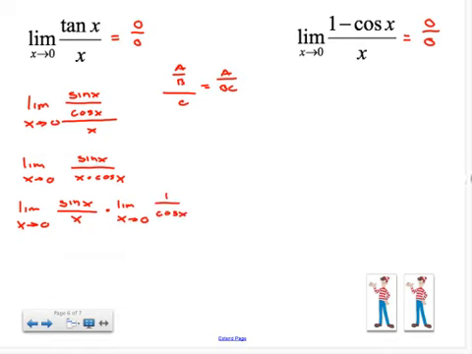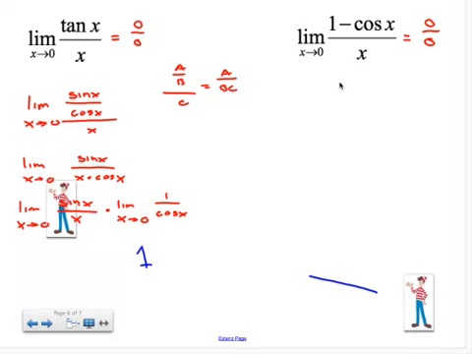Now let's verify that this is Waldo. Do I have sine of stuff over stuff? I do. Is the stuff, which is x, going to 0 in this case? The answer is yes. So this first limit here is what we would consider a Waldo, and we know that Waldo is equal to 1. So that's now canceled out. We don't have to worry about it. What do we have now over here? We have a plug-in situation. We have 1 over the cosine of 0, which is 1. And so our answer to this first limit is 1.